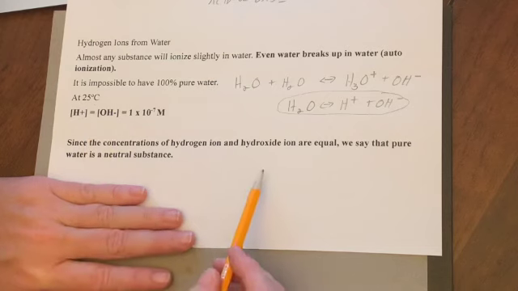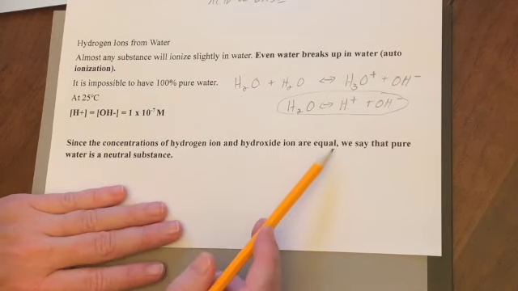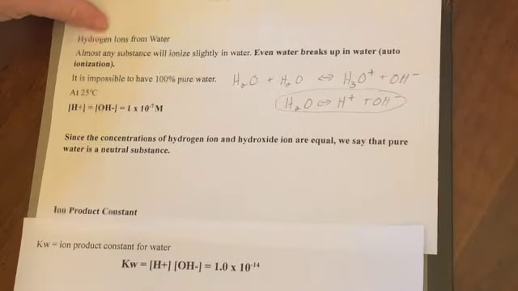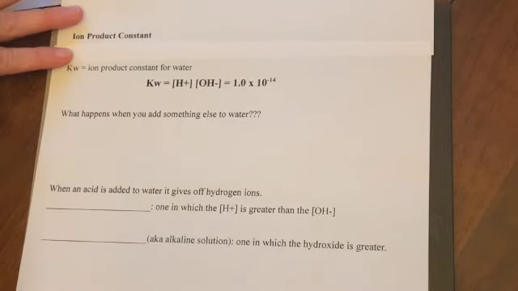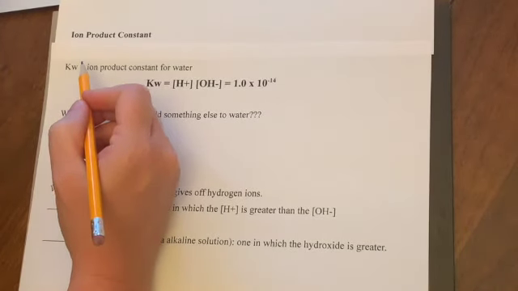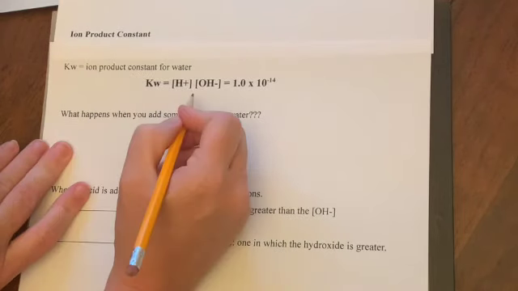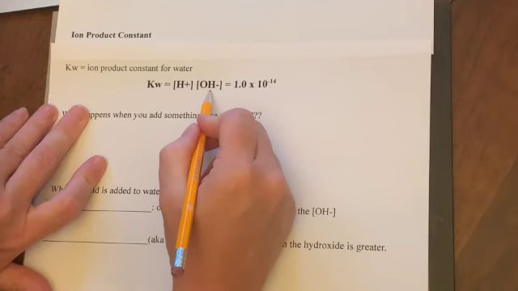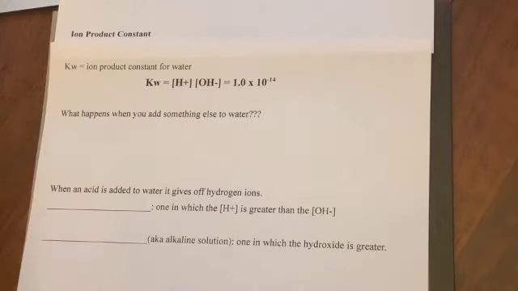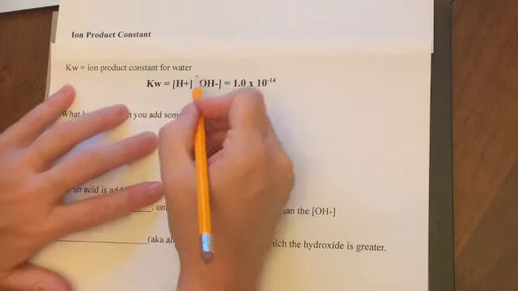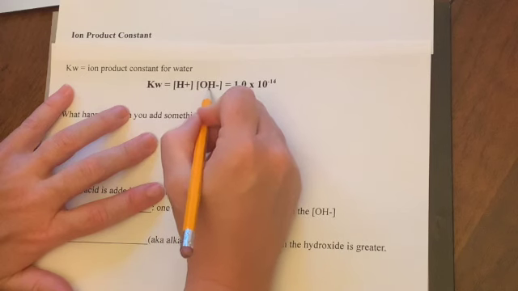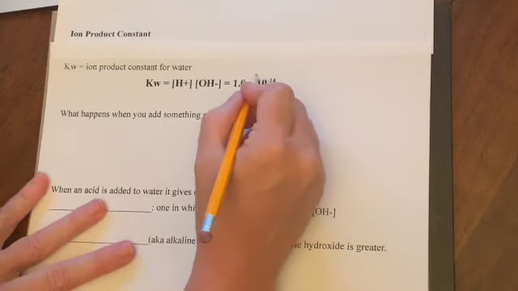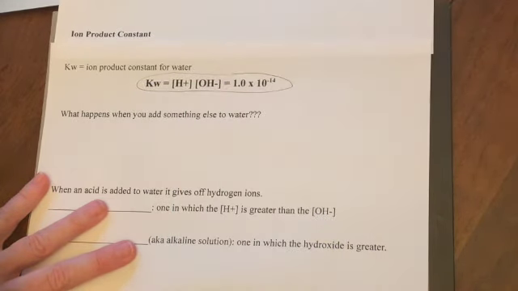So since the concentrations of hydrogen ion and hydroxide ion are equal, we say that pure water is a neutral substance. What we're going to talk about is something called the ion product constant for water, and this is known as Kw. So we're bringing back this concept of equilibrium. Kw is the hydrogen ion times the hydroxide ion. I've already told you that at 25 degrees Celsius, and we're going to stay at 25 degrees Celsius the whole time, so we don't need to worry about this changing, hydrogen ion is 1 times 10 to the negative 7th, hydroxide ion is 1 times 10 to the negative 7th, and that's going to give you 1 times 10 to the negative 14th. This is going to be an equation that we are going to use later, so please keep this in mind.